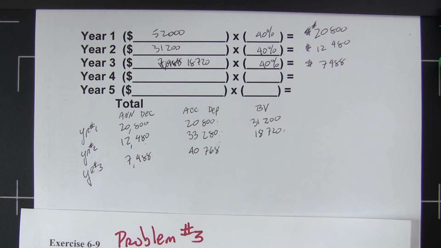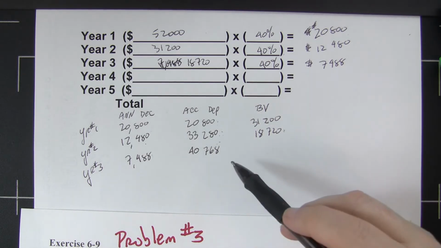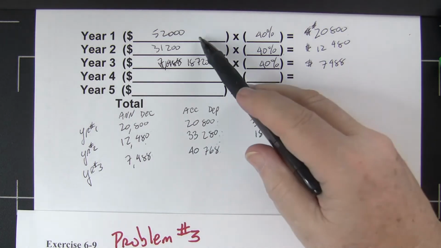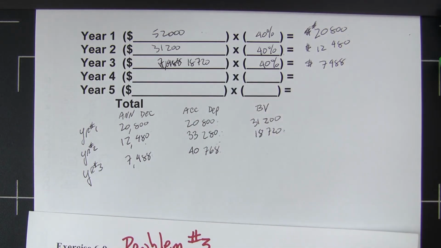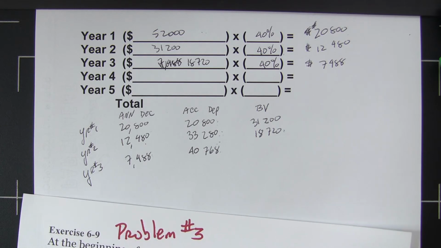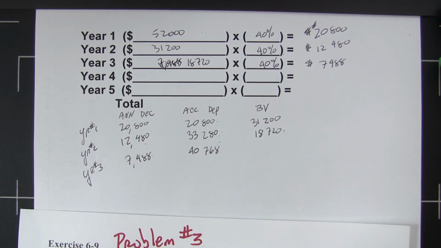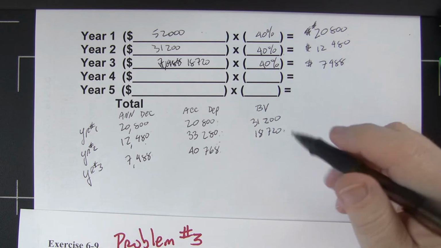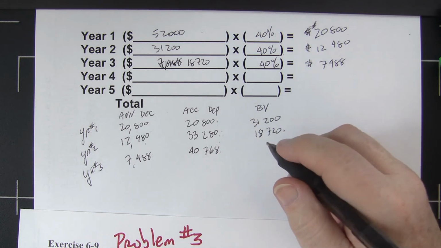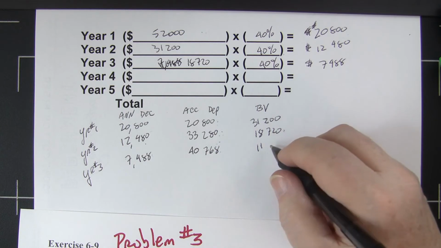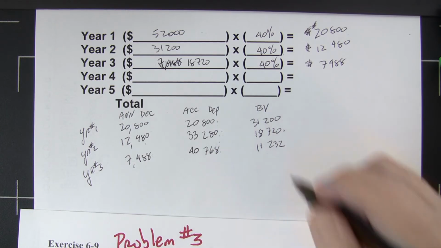And now my book value is my 40,768 subtracted from my original 52,000. So I have 52,000 minus 40,768. And now I have a book value of $11,232.